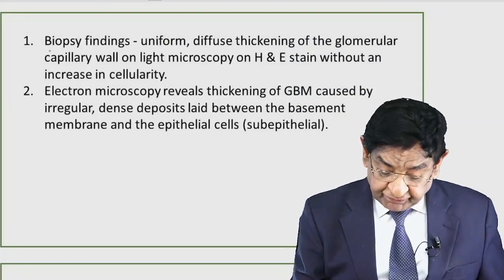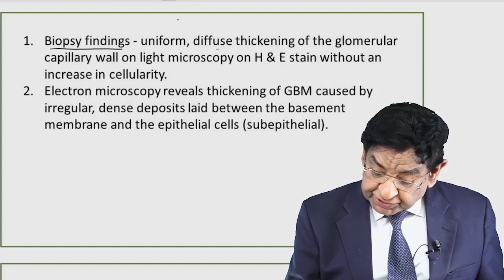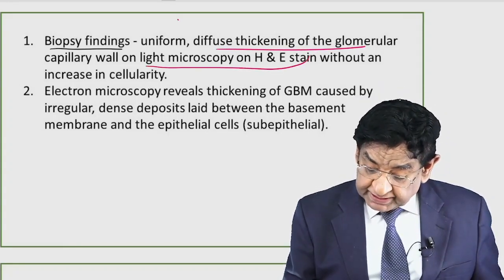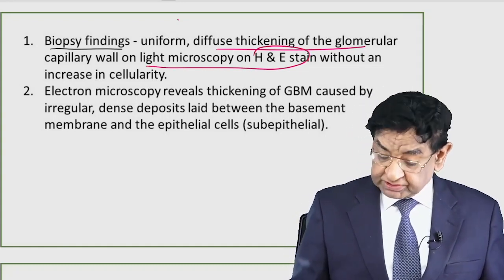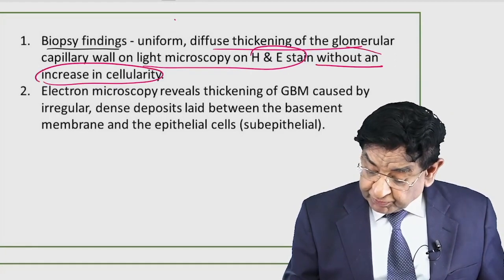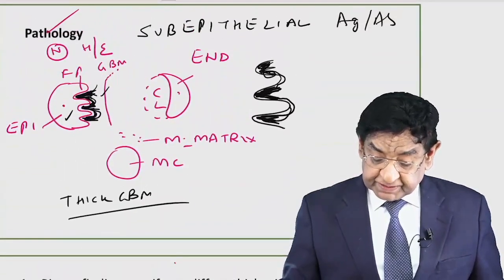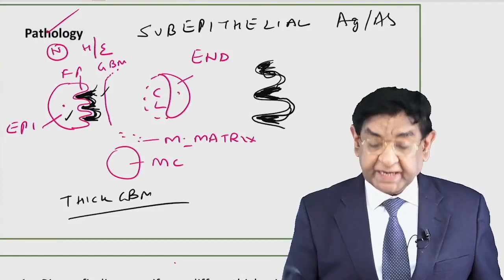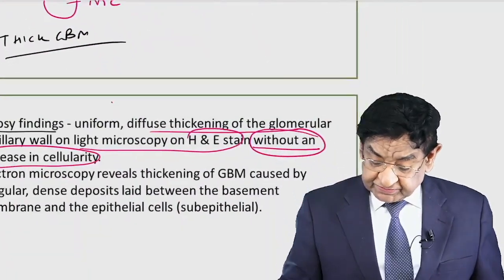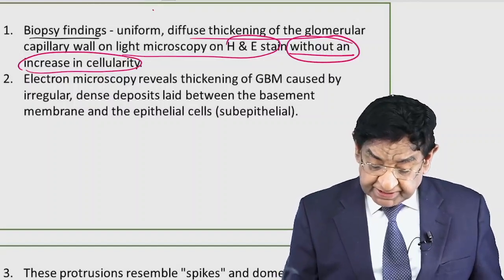So in the biopsy findings, what we get is uniform diffuse thickening of the glomerular capillary wall on light microscopy on H&E staining, that is hematoxylin eosin stain, without an increase in cellularity. This is very, very important. Again, we go back to basics. This is simply thickening of the basement membrane by subepithelial deposition, but as such there is no increase in cellularity. This is a very important point that you have to remember.